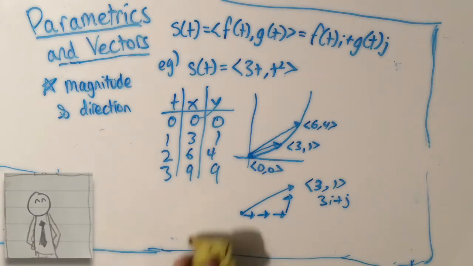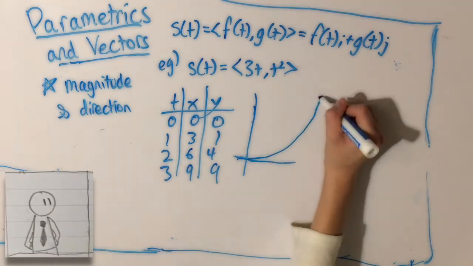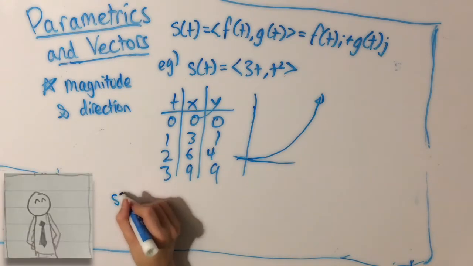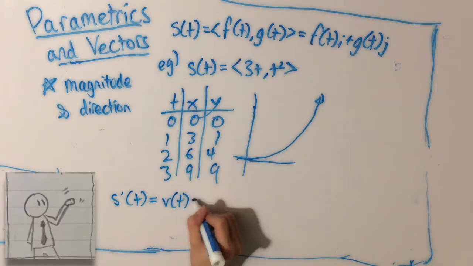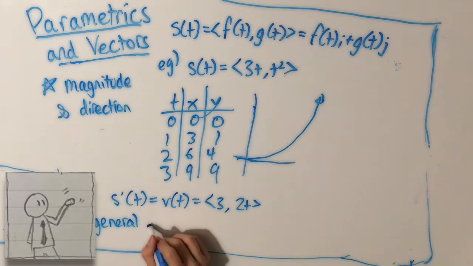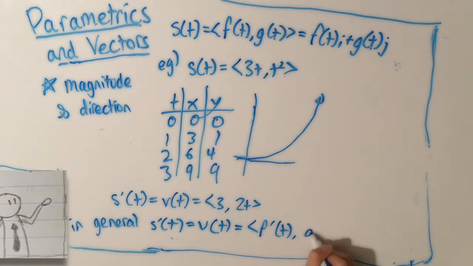But that's enough small talk. Let's come back to the realm of calculus. What would it mean if I told you to take the derivative with respect to t of the vector equation s of t? Doing the calculation is actually ridiculously simple. Just take d/dt of each component of the vector function. Hence s prime of t, or v of t, is equal to (3, 2t), or in general, s prime of t equals v of t equals f prime of t, g prime of t.